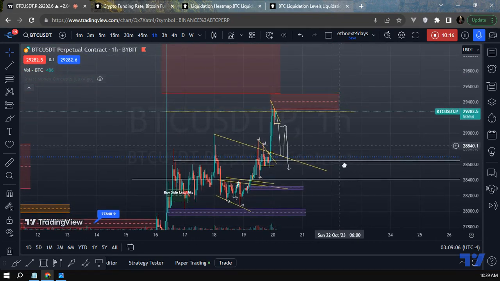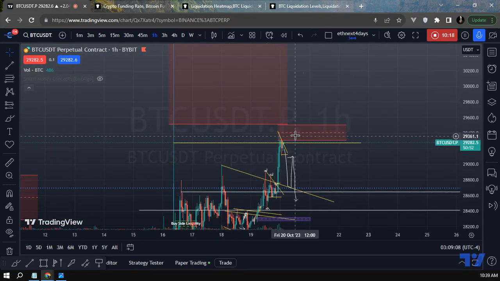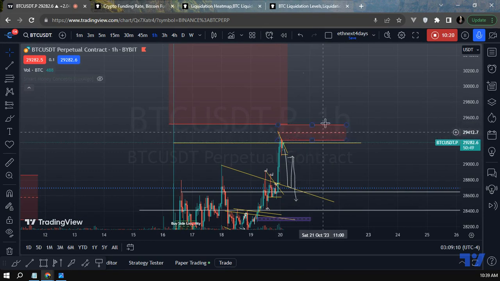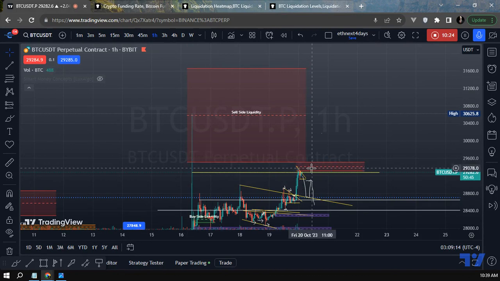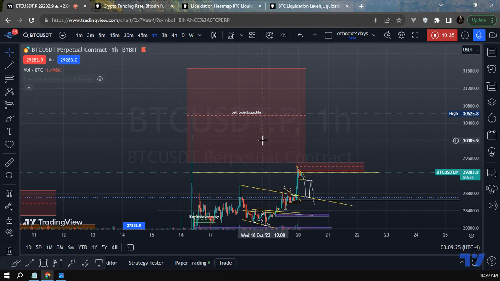Now to the upside, first of all, we have to take down this whole sell side liquidity. After this, this is the whole wick. There's a lot of sells here. So if we want to say what happens after 29.4, I would say maybe 30K. So we could just come all the way to 30K one more time, 30K flat, touch it here. And if we want to go higher, then this has to be taken.